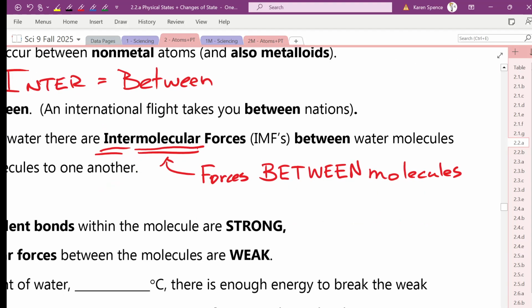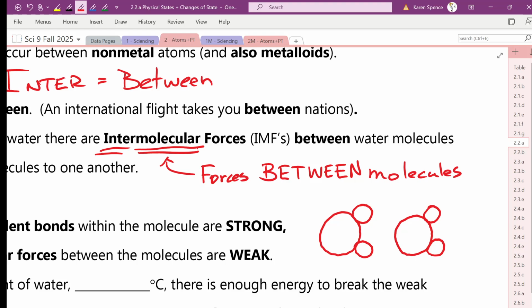So if I was to draw a little picture of a water molecule, here's my oxygen, and here's my hydrogen. Okay, I'm going to draw them sideways. And I'm going to draw another one here, an oxygen, and a couple of hydrogens. It turns out that the oxygen is a little bit positive. Okay, so the oxygen, which is the bigger one, is a little bit positive.